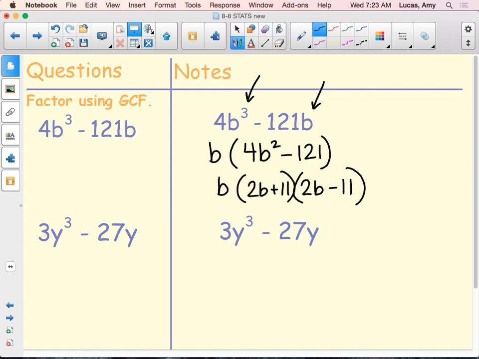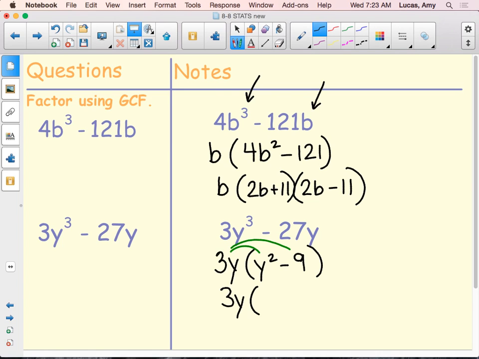This next problem, the GCF is not just a variable, but it's also got a coefficient number. So 3 and 27 can both be divided by 3. So my GCF is 3y on this problem. That would leave me with y squared minus 9. 3y times y squared is 3y to the third power. 3y times 9 is 27y.